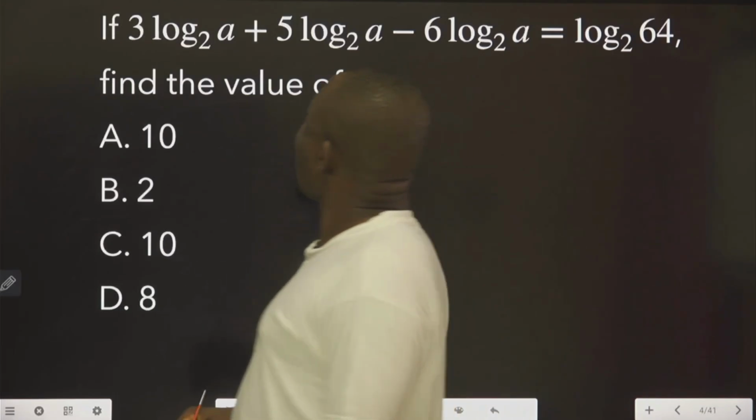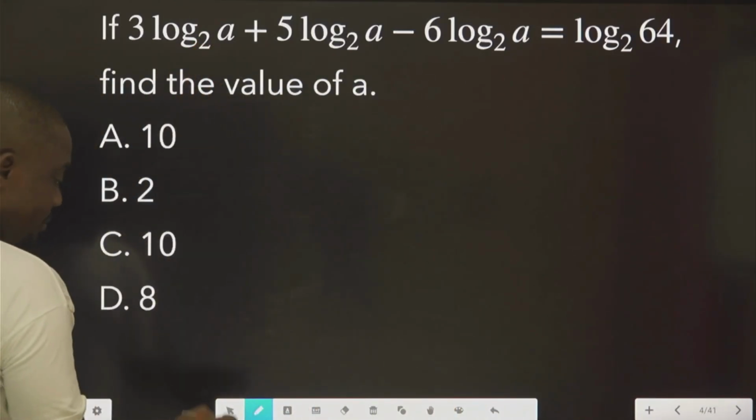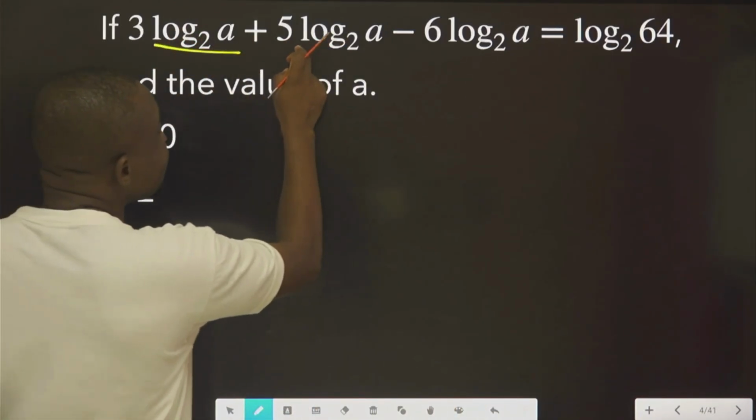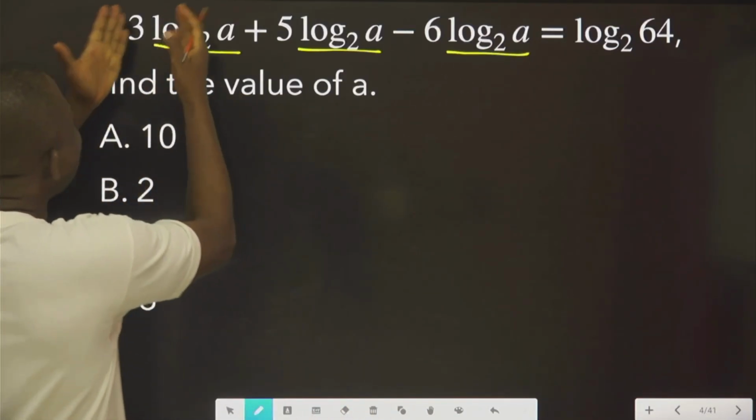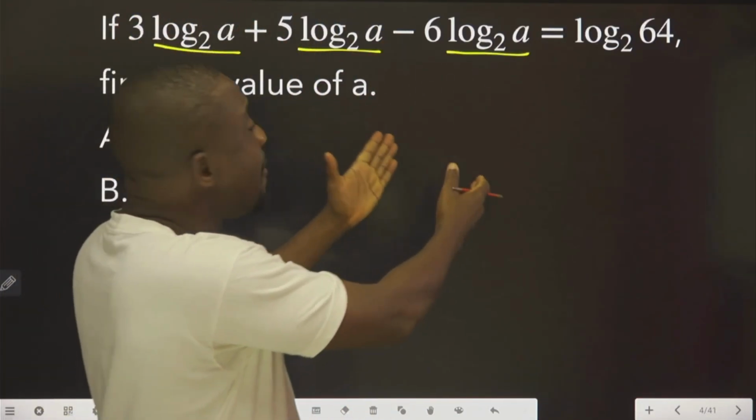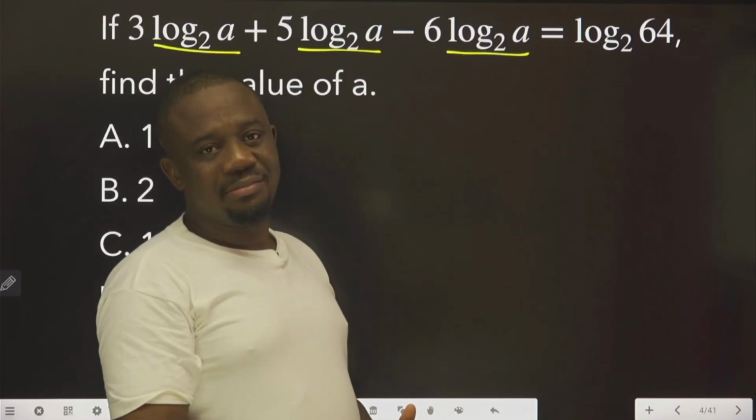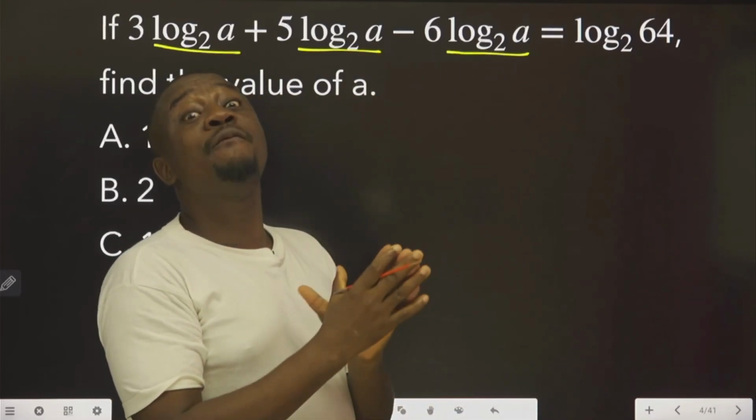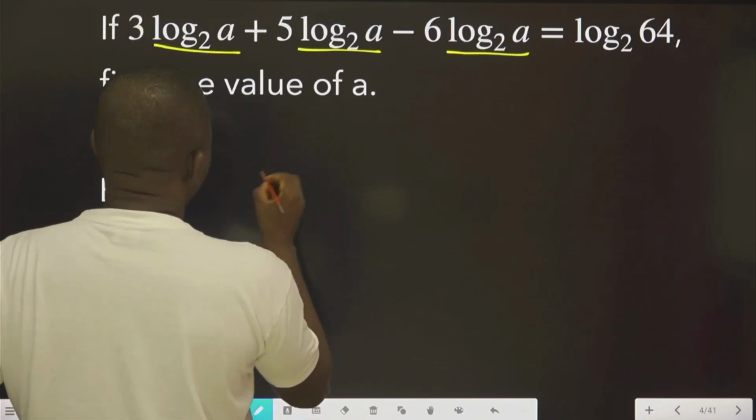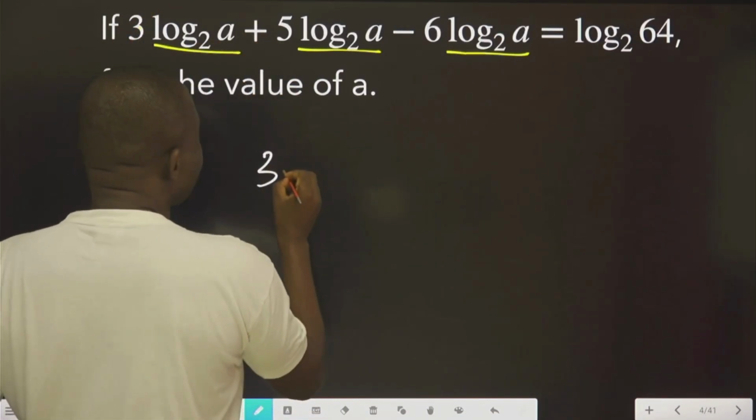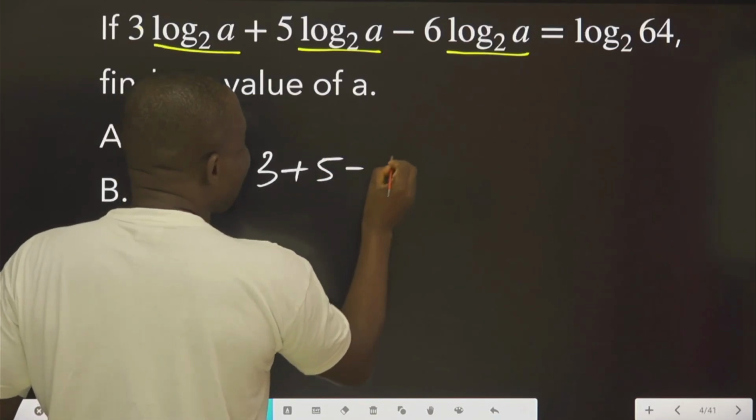Okay? As you can see in this place, this, and this are all the same. It's like you're having 3x plus 5x minus 6x. You can actually solve them together. So what we're going to do now, we take this coefficient by say 3 plus 5 minus 6.